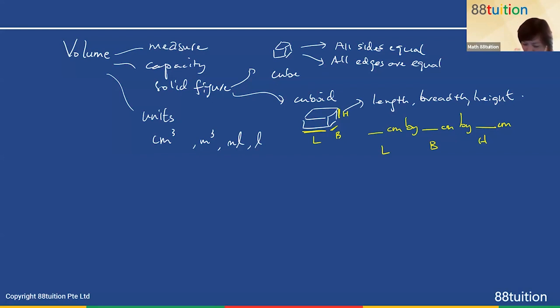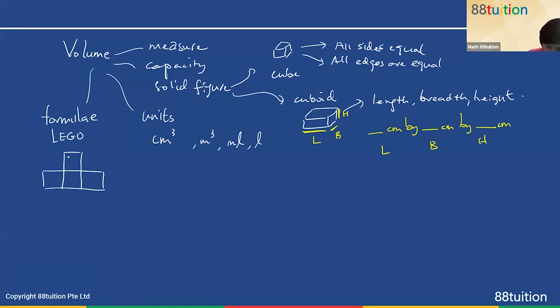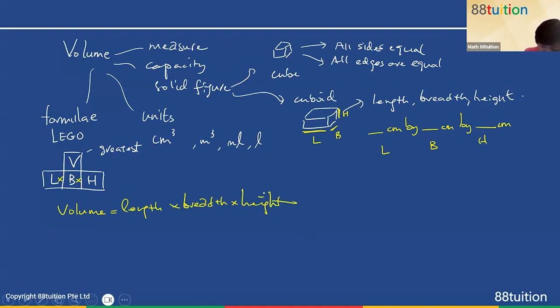Okay, so then what else I need to tell you is the formula to find the volume. I want to use the Lego stack. You know that toy, Lego. I want to put it in this manner, stacking up. Volume is the greatest value. And this is length, breadth, and height. Volume equals length multiplied by breadth and then multiplied by height. So this is called the formula.